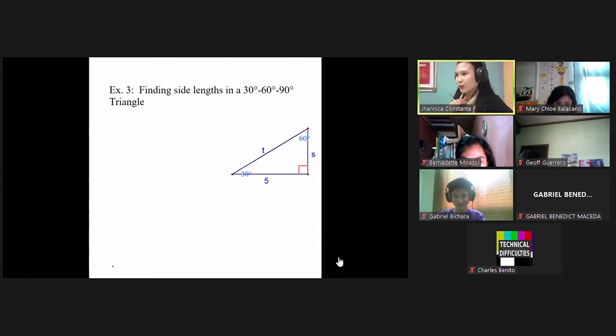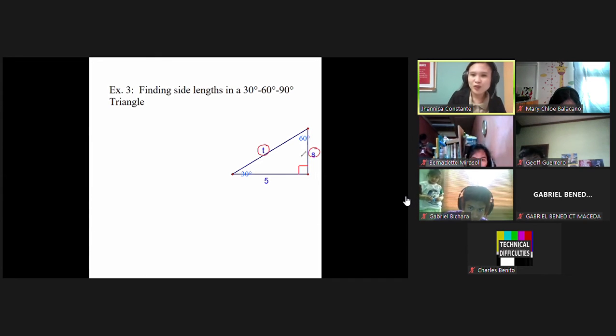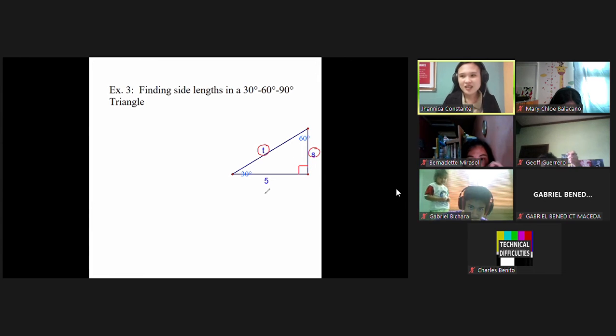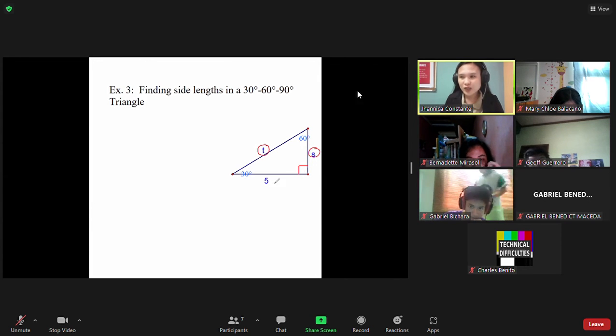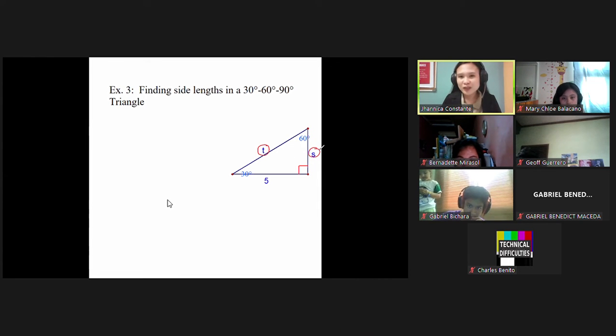For example, we're going to find the sides of the triangle, which are P and S. So we have two missing side measurements. We have the measurements of the angles, which are 30 degrees and 60 degrees, and one of the sides of the triangle is measured as 5. Okay, let's start by solving for the measurement of S, the side S.